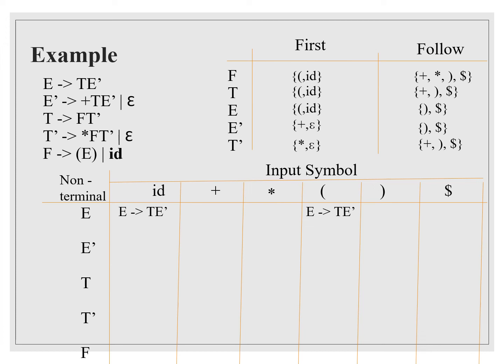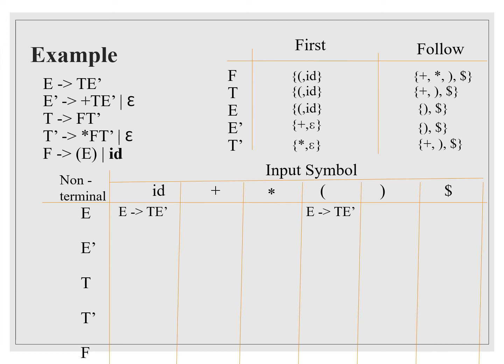And now look at that. Algorithm step 2 is applicable here because the second alternative contains epsilon. So the first of right hand side includes epsilon also. Therefore what we have to do? We have to go for follow of E dash. The question is where we have to add the second alternative, E dash derives epsilon. Okay, so where we have to add, in all the entries? No. So we have to add E dash derives epsilon only in the follow of E dash. What is follow of E dash? Closing bracket, dollar, right?